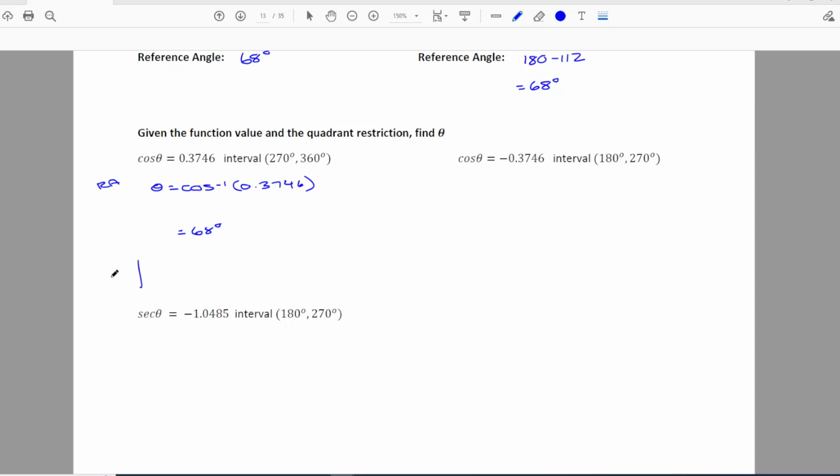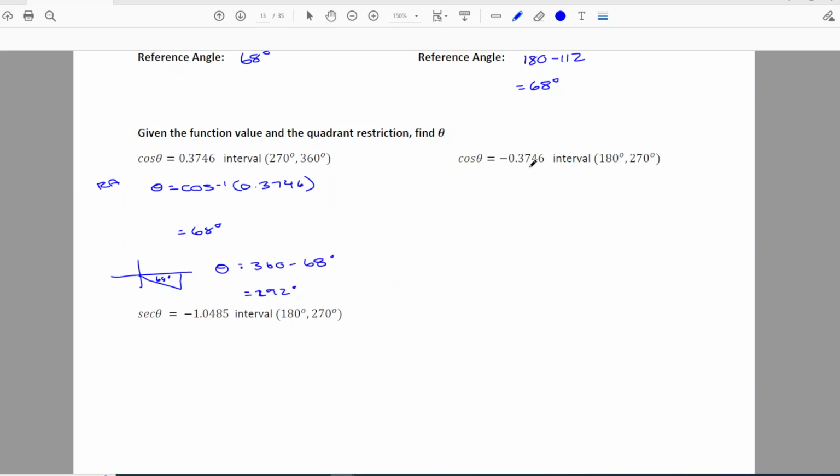Since I have the reference angle, to put this in quadrant 4, theta would be 360 minus 68, which would be 292 degrees. I always, in class, will take the chance and not use a calculator. Here I'm like, let's just check.